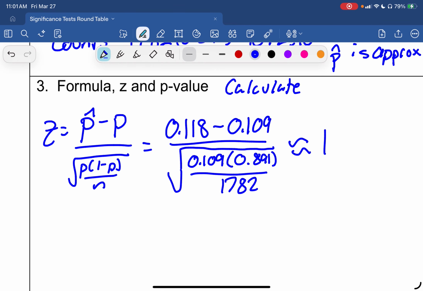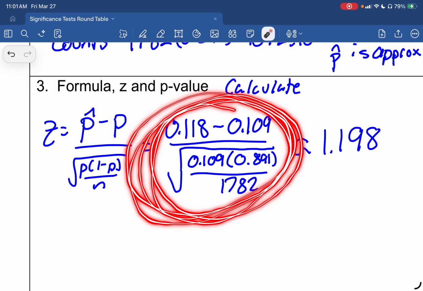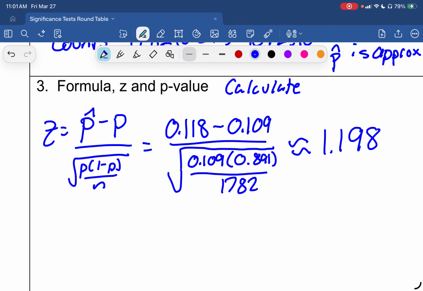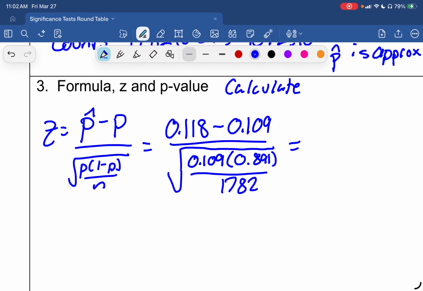Now, we can say here that's approximately 1.198. This actual calculation is about 1.22. Either way is going to be fine. AP takes anything rounded within reason. They would take the rounding of 210 over 1,782, and they would take that as 1.118. So you'd be fine either way. If you follow along with the key and your calculations with the calculator, this is 1.22.